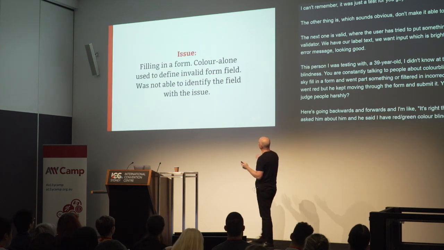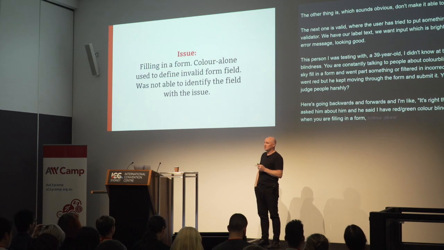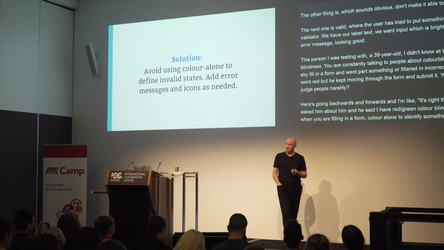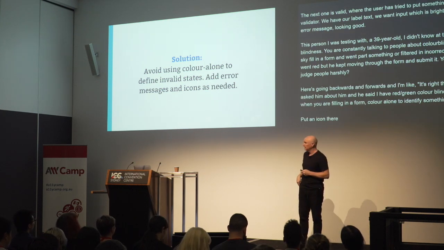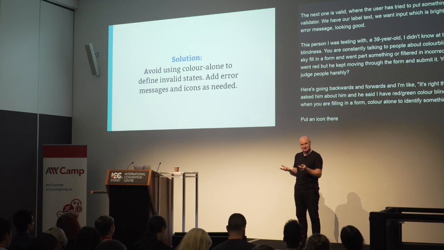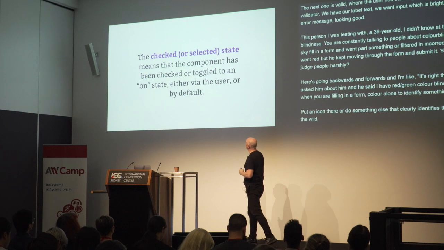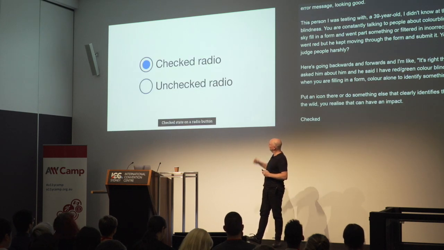So when you're filling in a form, if you use colour alone to identify something, that's going to be a failure. So what we should do is avoid using colour alone. Put an icon there or do something else that clearly identifies that. And when you see these things in the wild, you go, wow, that can have a big impact. Okay, rolling through. Checked or selected. So they're the obviously checked states, a beautiful diagram of a check button.